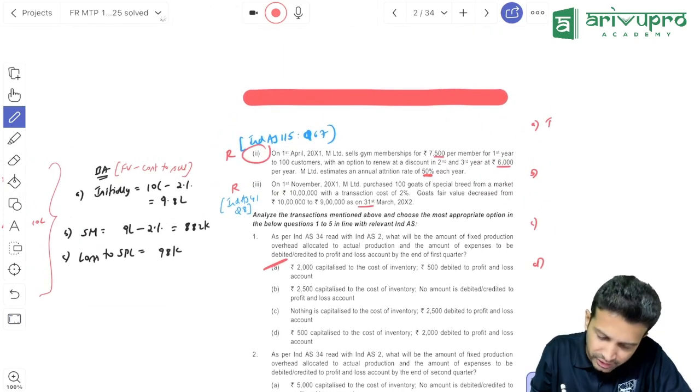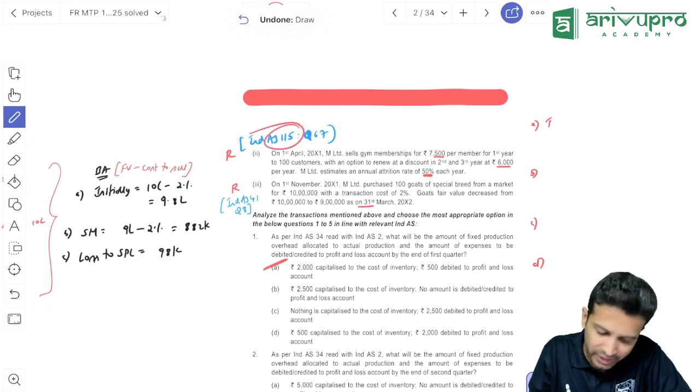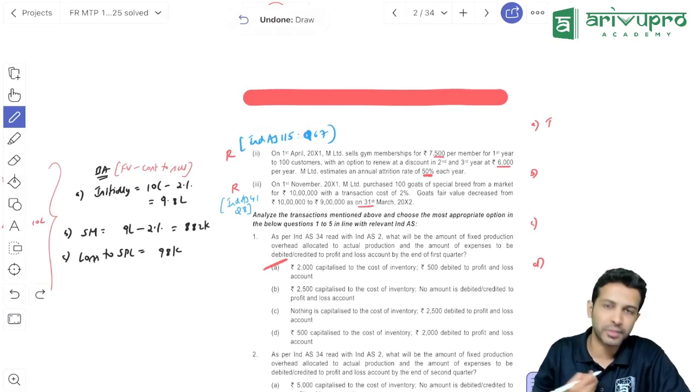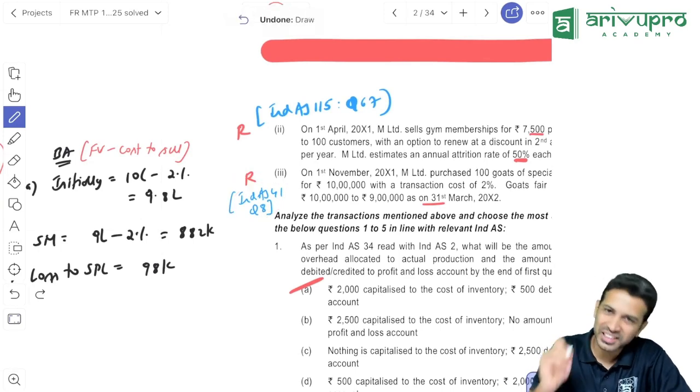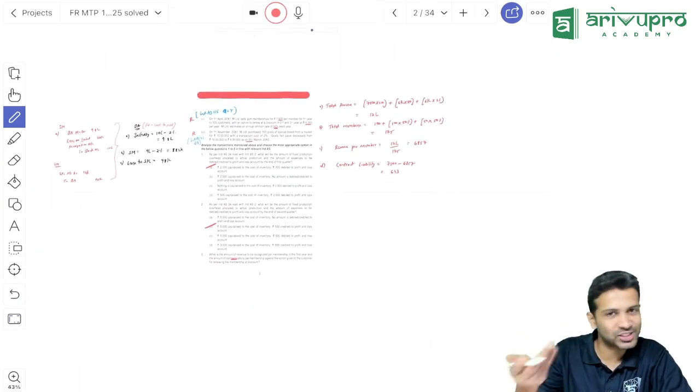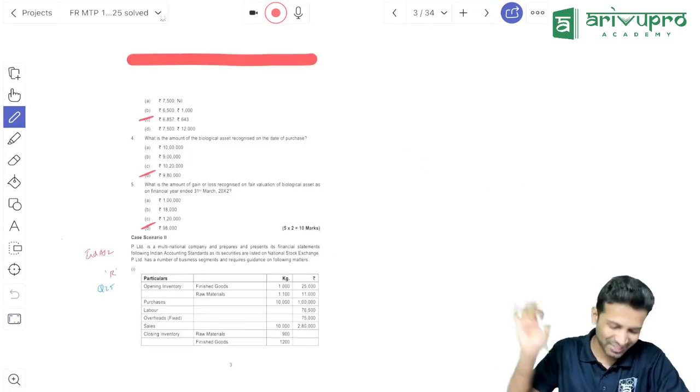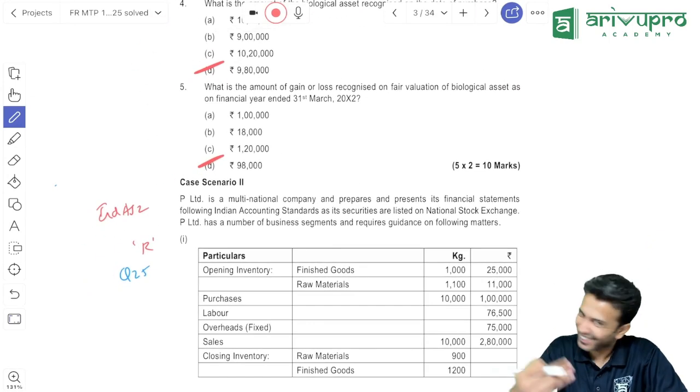This second MCQ question is also repetitive. This is from Ind AS 115 and it is question number 67 from our class notes. Third MCQ is Ind AS 41, question number 8 in our class notes. Okay, so with this, the first case-based question is fully covered. Good news for me. Everything I say like this only now.